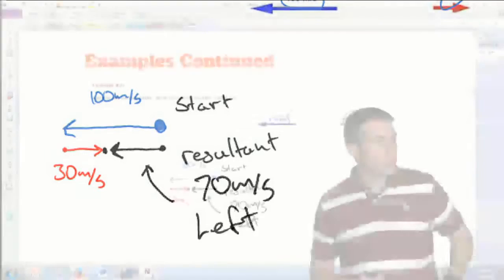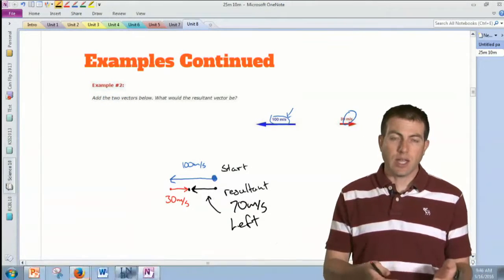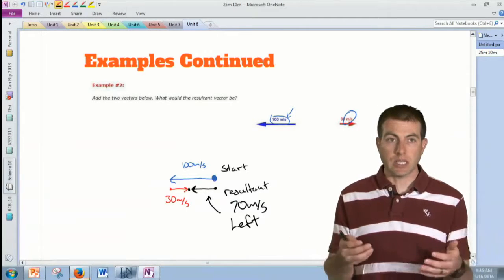All right, so the first question we did, we have both arrows going the same direction. The second example, we have one going to the left, one going back to the right. We needed to add them together.